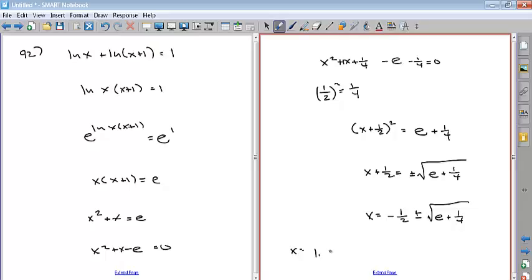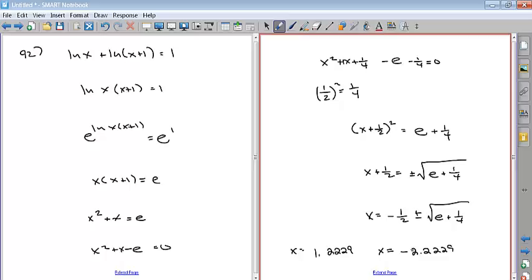So with the positive square root, I get 1.2229, and the negative square root, I get negative 2.2229.